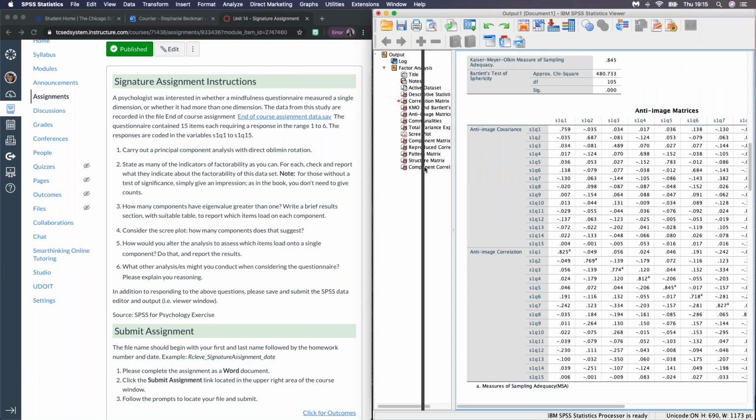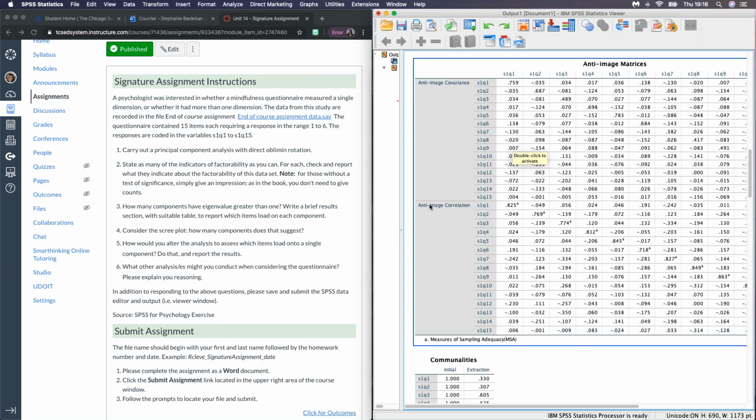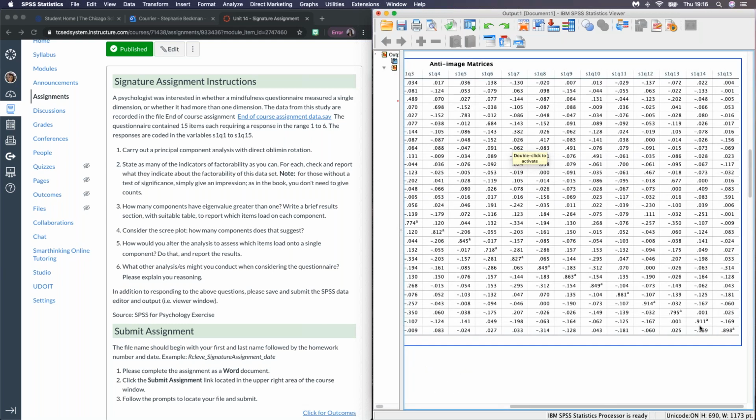I wonder if I can make this a little bit easier to read over here. There we go. So from this table, we see that none of the KMO measures on the diagonal are less than 0.5. I need to be down here in the correlation part. So in the anti-image correlation, all of these ones that have a little a next to it are greater than 0.5. So we have 0.8, 0.7, 0.7, 0.8, and on down the line. So that is yet another indicator of factorability.